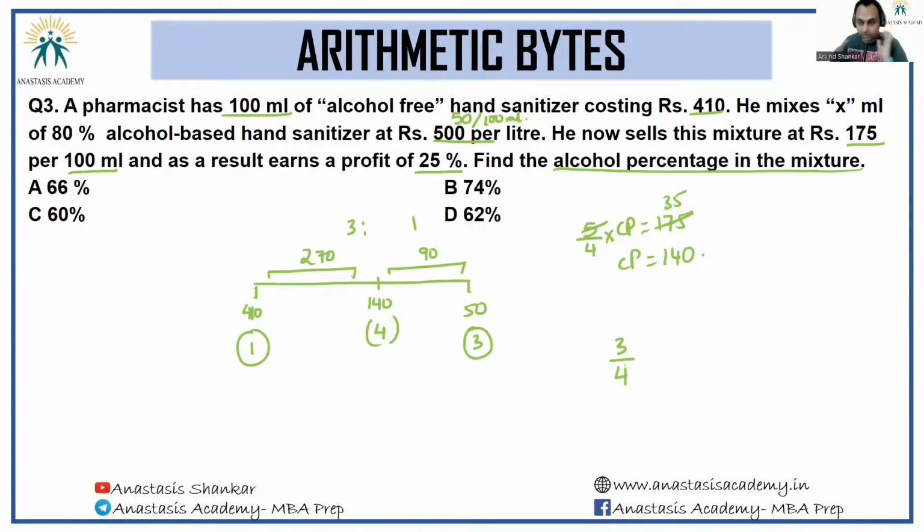3 by 4 of the combined mixture comes from the second sanitizer, and the second sanitizer has how much alcohol? It has 4 by 5 alcohol, or 80% alcohol. So altogether alcohol present in the combined mixture is 3 by 5 or 60%. Option C should be the answer.